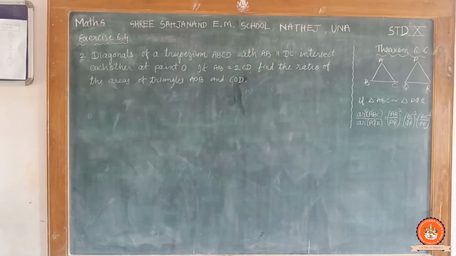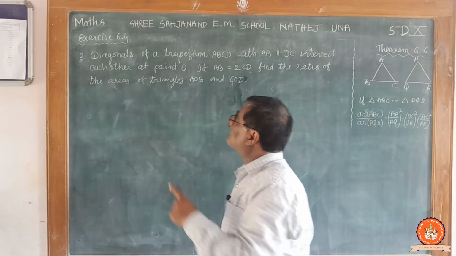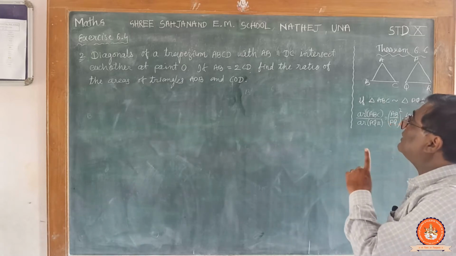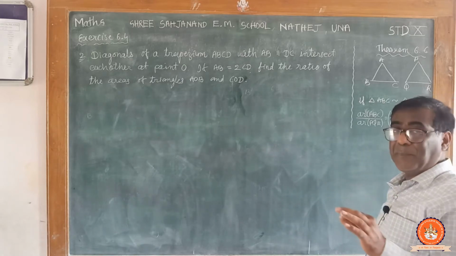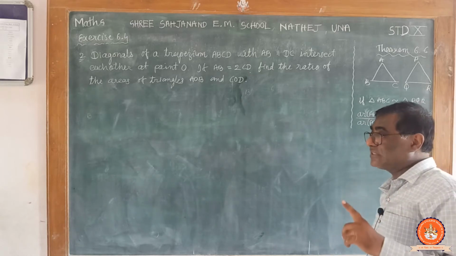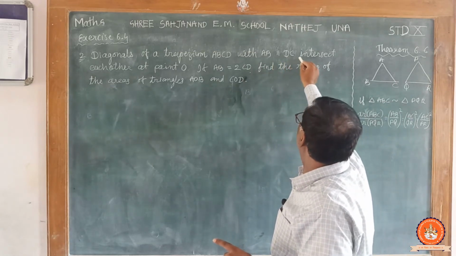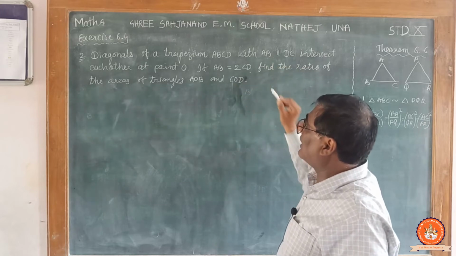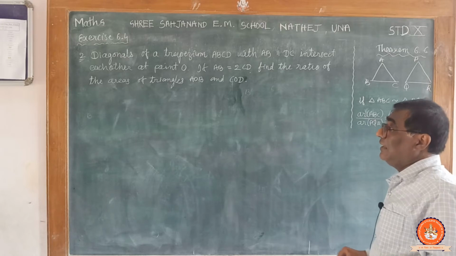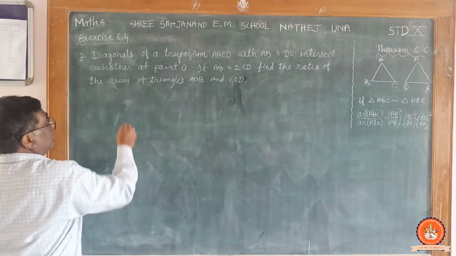Now question number 2. Exercise 6.4. Diagonals of a trapezium ABCD with AB parallel to DC. एक ट्रापेजियम ABCD में ऑपोजिट साइड्स की एक पेयर ऑपोजिट पैरेलल होती है. इसमें दिया गया है कि AB is parallel to DC and they intersect each other at point O. ओके, डायगोनल्स है वो एक दूसरे को O पॉइंट पे इंटरसेक्ट करते हैं. AB is equal to 2CD means AB is exactly double of CD.